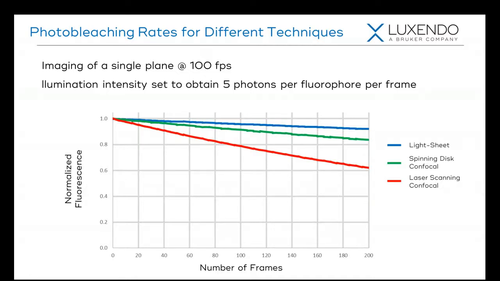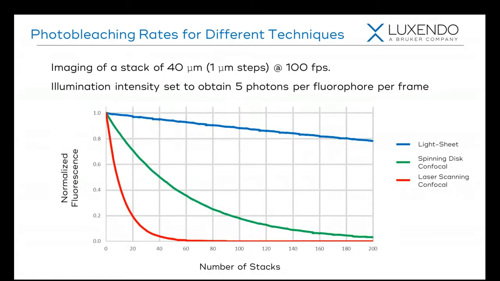However, these techniques are mainly used as 3D optical sectioning techniques and not for imaging single focal planes. So let's look at what happens when we take a stack. When we take a stack, there's a very dramatic change in these photobleaching curves. And this is particularly because in spinning disk and laser scanning, we're exciting all of these fluorophores multiple times in order to get a very small Z series. In laser scanning confocal, at the end of 60 frames, we've essentially consumed every single fluorophore in the system, and we've got nothing left for the experiment by just taking a couple 40 micron stacks.